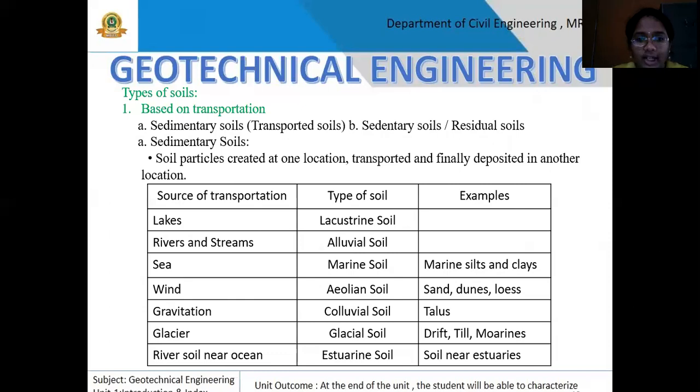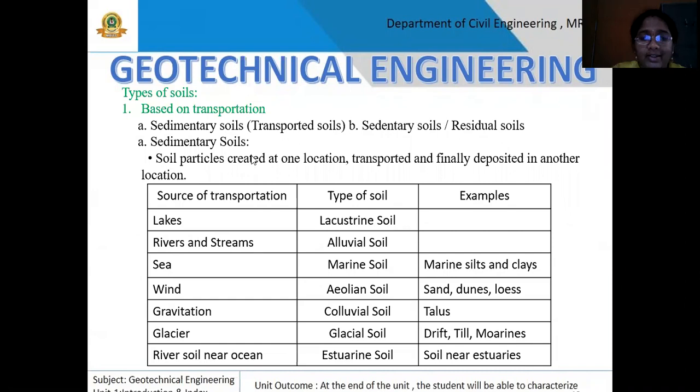So these are called transported soils. Residual soils are formed at the place where their rock is present. A rock, wherever it is present, at that place only, because of the weathering process or some other mechanism, they'll be formed at that location only. So those are called sedentary or residual soils.